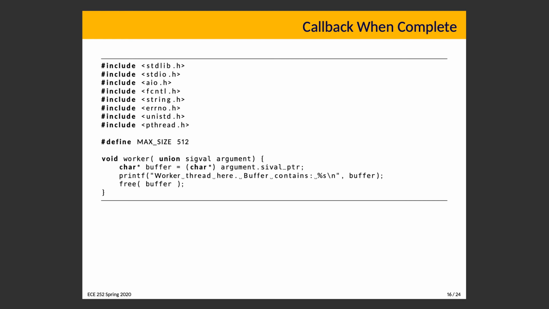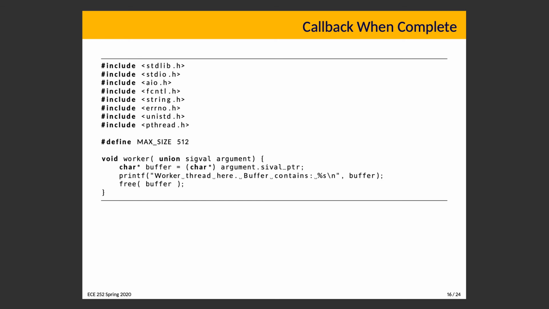And this uses the function callback, and we're going to make it a little bit silly, but it should be sufficient as far as we're concerned. So, all right, we have to include a whole bunch of headers, including the AIO header and the file control one, string and error and all that for the example to be complete. But that's a lot of headers, and we'll define the maximum size here to be 512 bytes.